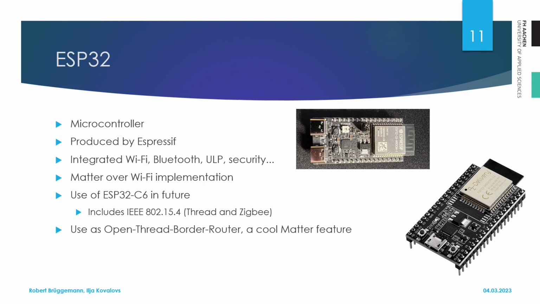In the future, we want to use the ESP32C6, which includes Thread and Zigbee transmitter, which has special features. It makes it possible to use it as an OpenThread border router, which is a Matter feature which will become handy in the future.